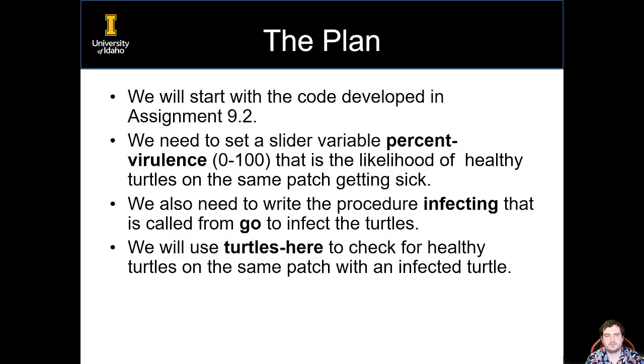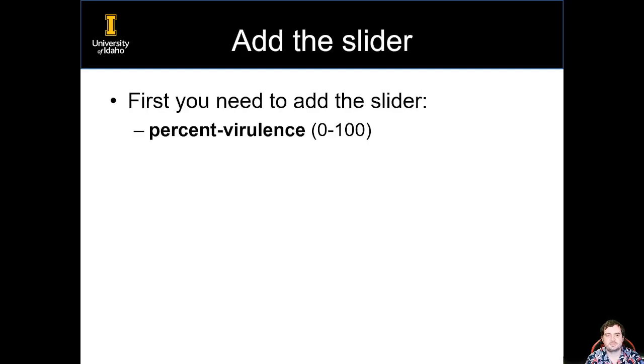So we're going to develop what we did in assignment 9.2, and we're going to use this slider variable. It's going to be called percent virulence. Percent tells me I'm going from 0 to 100%, and this is the likelihood that a healthy creature is going to get sick from something else. We're also going to have to write an infecting procedure, and use it in the go command, with turtles-here to give them that chance of making someone sick. So first thing that we need to do is add our slider.